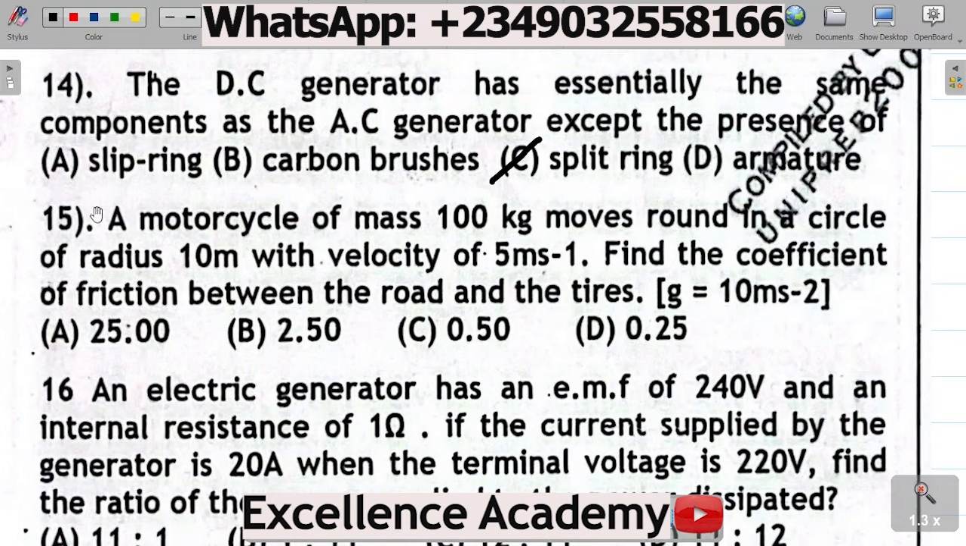Next up, question number 15. 15 says, a motorcycle of mass 100 kilogram moves round in a circle of radius 10 meters with velocity of 5 meters per second. Find the coefficient of friction between the road and the tires. Take g as 10 meters per second squared. That is acceleration due to gravity. A, 25.00, B, 2.50, C, 0.5, D, 0.25. So how do we solve this question?